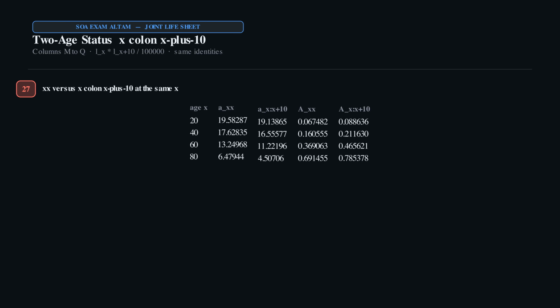At every age, the 2H annuity is smaller and the 2H insurance is larger. At 60, AXX is 13.24968 versus A, 60:70 of 11.22196. AXX is 0.369063 versus 0.465621. Columns N and P stop a few rows before M because they look one row down. Do not copy those formulas onto the last filled M row.